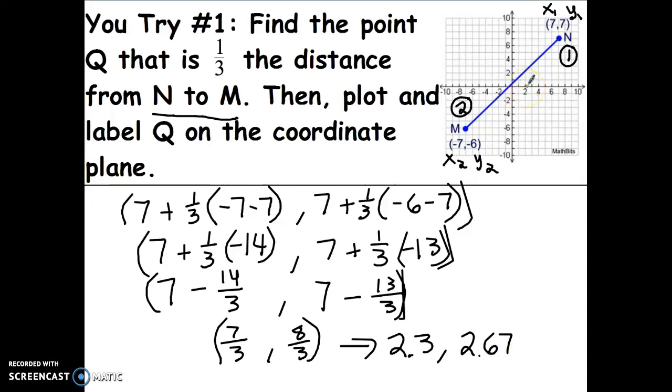Okay. So, let's go over and see what this looks like. 2.3, that's about right there. And then 2.6. I'm trying. Okay, so it's about right there. That's pretty ugly, but this will be point Q. So what we're saying is that as we travel from N to M, we have 1/3. N to Q, I'm sorry. And then this part is the 2/3, okay? But there is our point Q. So hopefully you got this and you didn't freak out when you saw a fraction because you're still right.